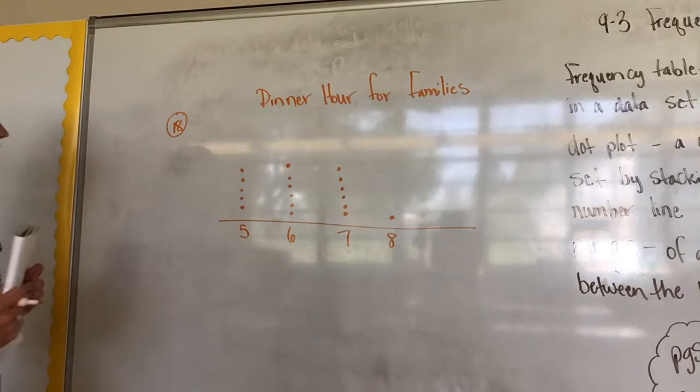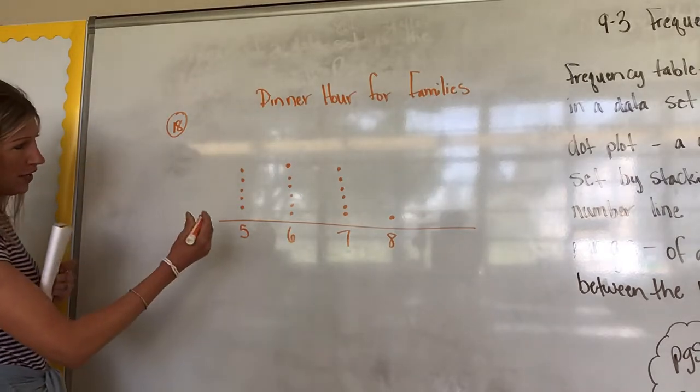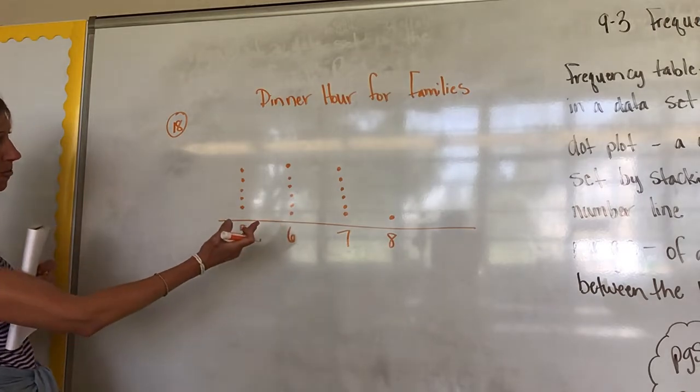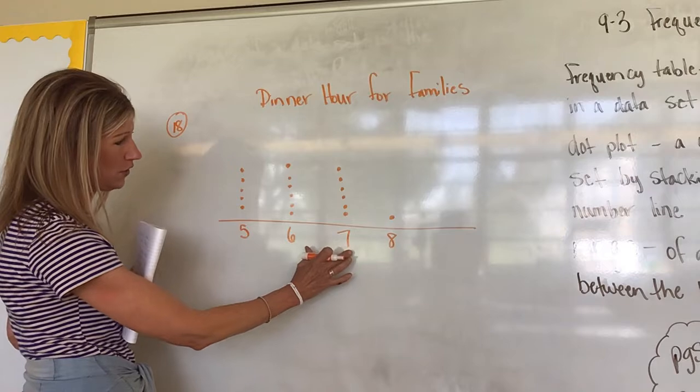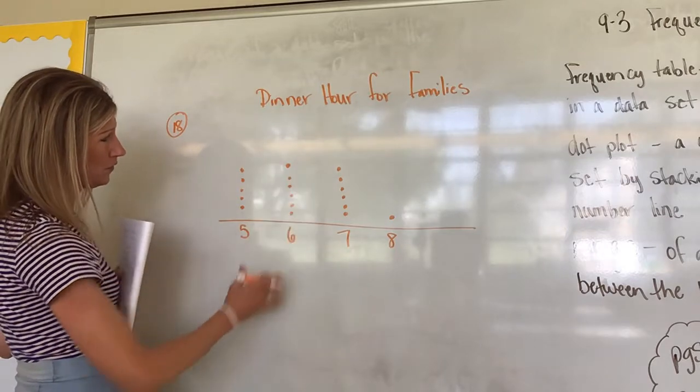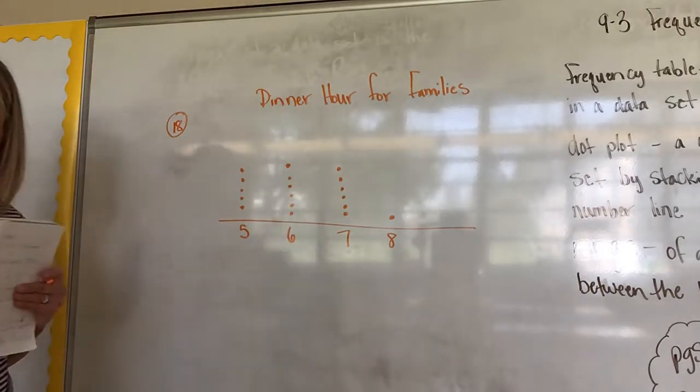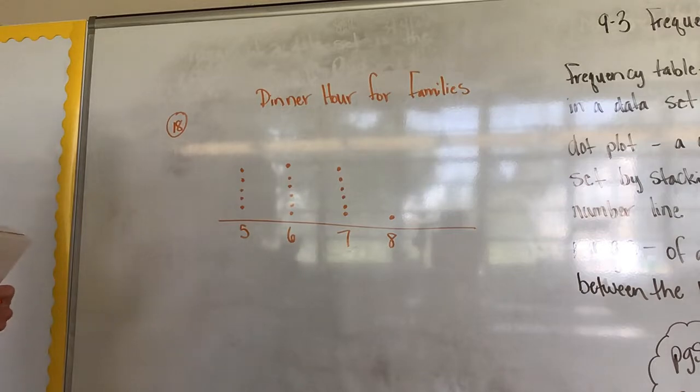Now we know that based on this information we have a mode here, 6 o'clock and 7 o'clock. They're the ones that recurred the most. So those are both the most popular eating times.